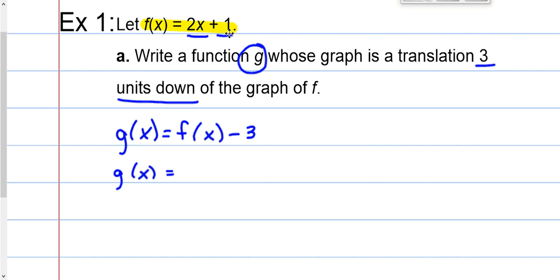Now I know I have this function, so I'm going to plug it in. I'll do that in a different color for you. So we have 2x plus 1 is our f of x. So after that, now we just subtract 3. Well, there are no parentheses or anything like that, so now we can just combine like terms, and I've got g of x equals 2x, and then what is plus 1 minus 3? Well, that's going to come out to negative 2, and there's my equation.